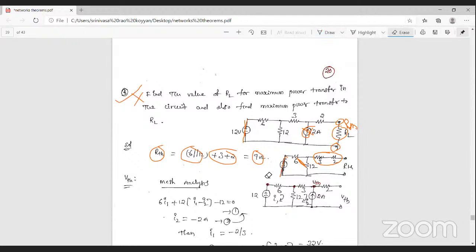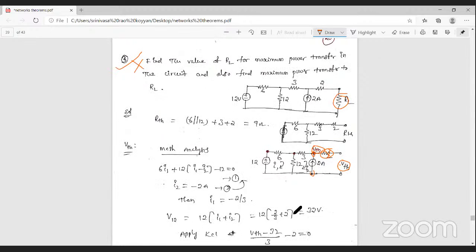Next, to find out the Thevenin's voltage across this load, that is VTH. Since we made it open circuit, there is no current passing through this resistance. That's why the voltage is 0. Then this voltage is present across these two terminals, that is VTH. Then you can apply KCL or KVL or any method to easily get Thevenin's voltage.